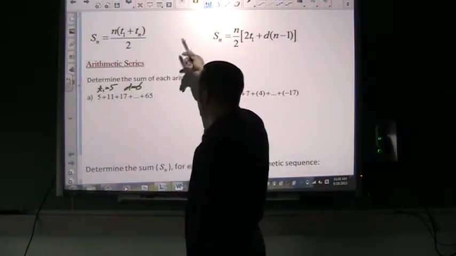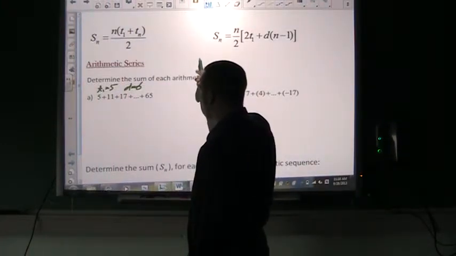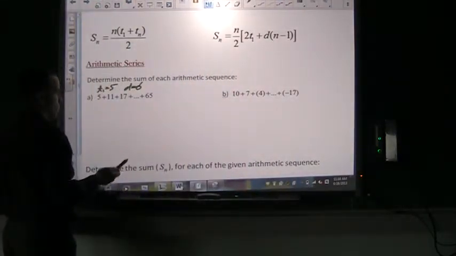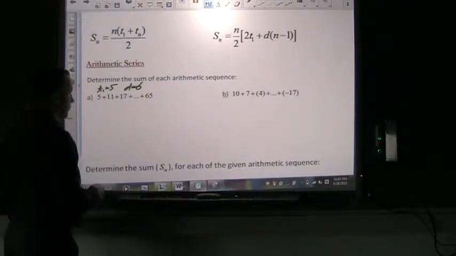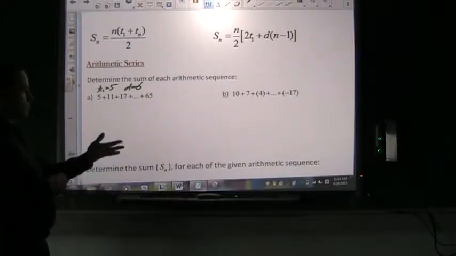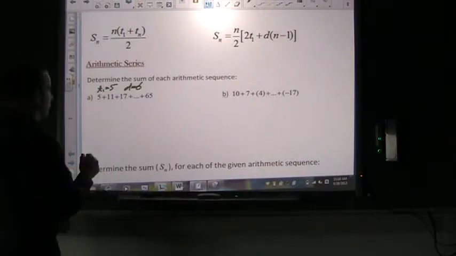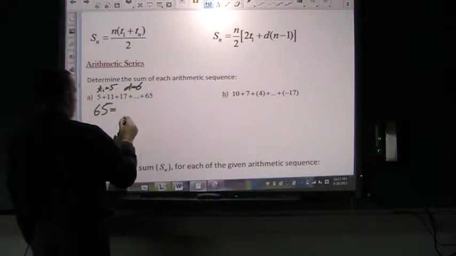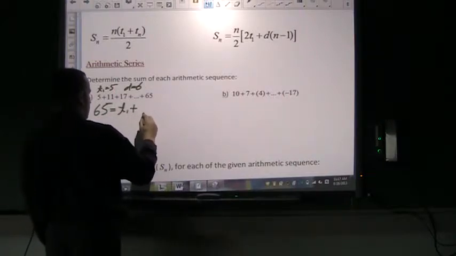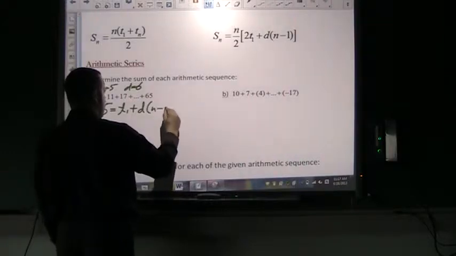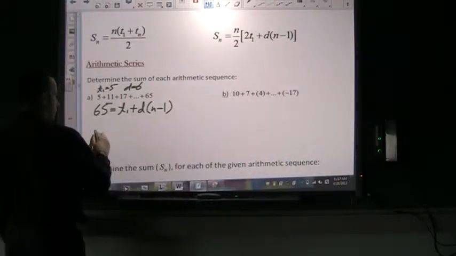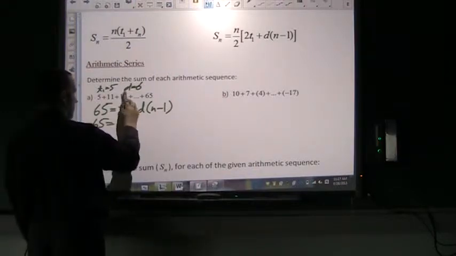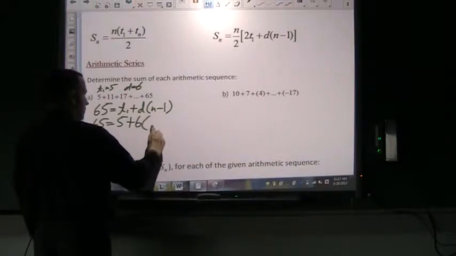So what I'm going to do is figure out how many terms I have here. In this particular case, there's a couple different ways that you can do it. Since this one is fairly straightforward, you could just keep saying how many times do I have to add 6. Or I could say I know that 65 is equal to my first term, T1, plus d times n minus 1, where I'm solving for n, the total number of terms. 65 is equal to my first term, 5, plus d, my common difference, which is 6, times n minus 1.